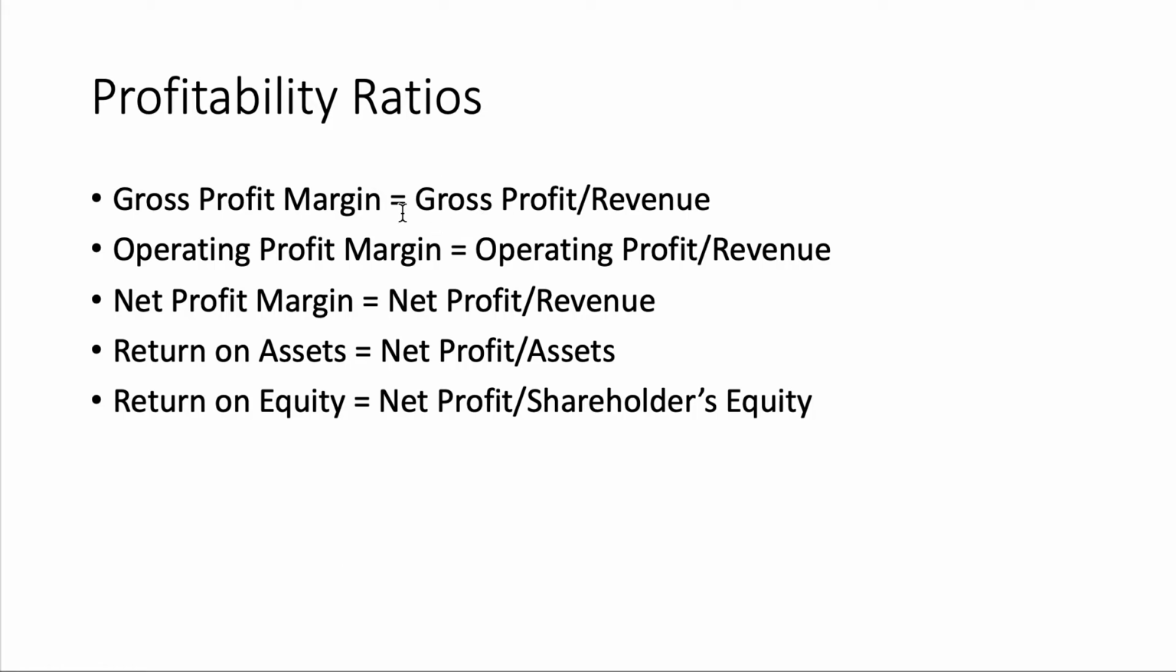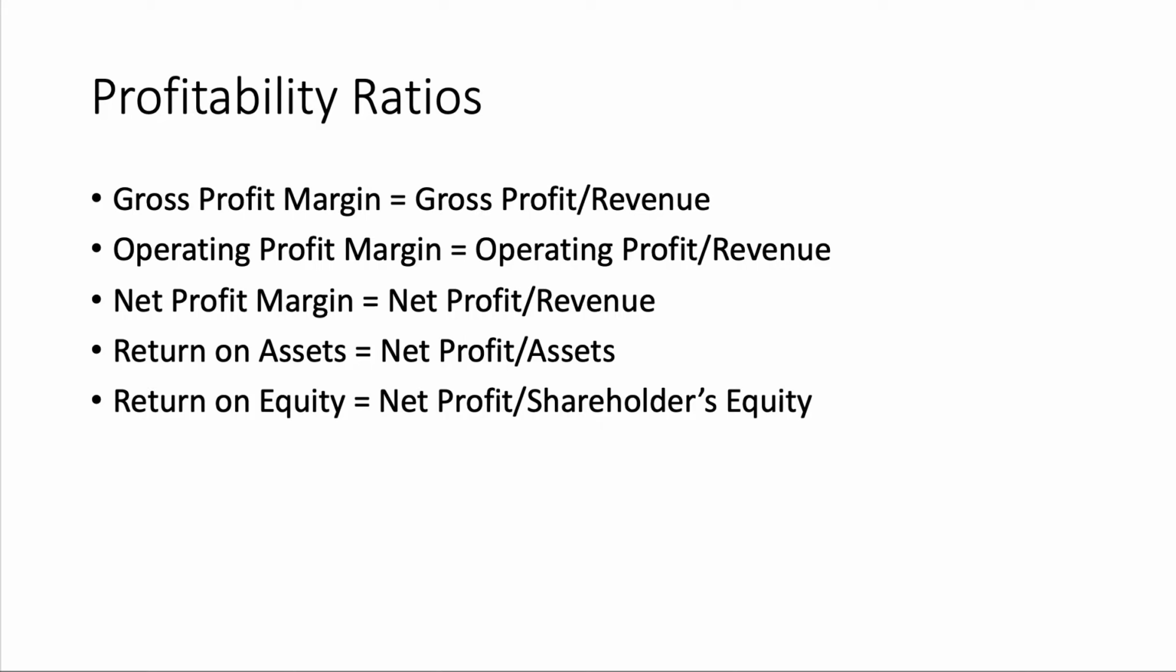And these are the formulas. The gross profit margin is gross profit divided by revenue. Operating profit margin is operating profit divided by revenue. Net profit margin, the formula is net profit divided by revenue. Return on assets, net profit divided by the total assets. Return on equity, net profit divided by shareholders' equity.